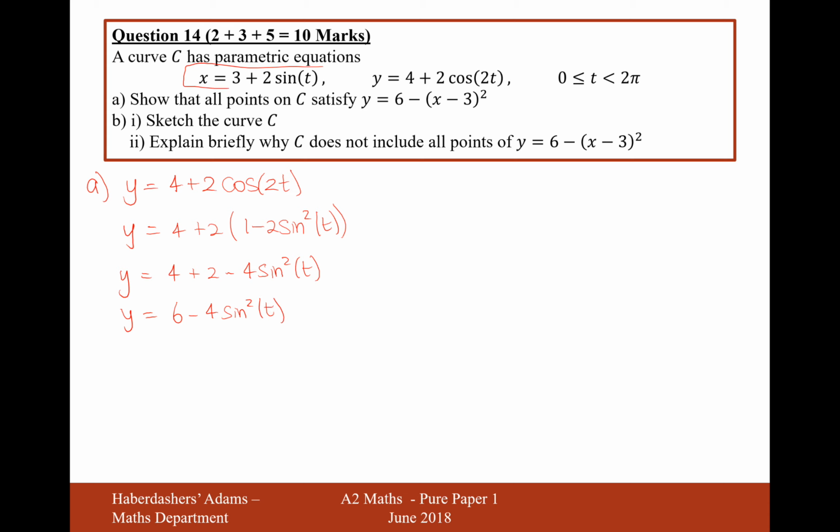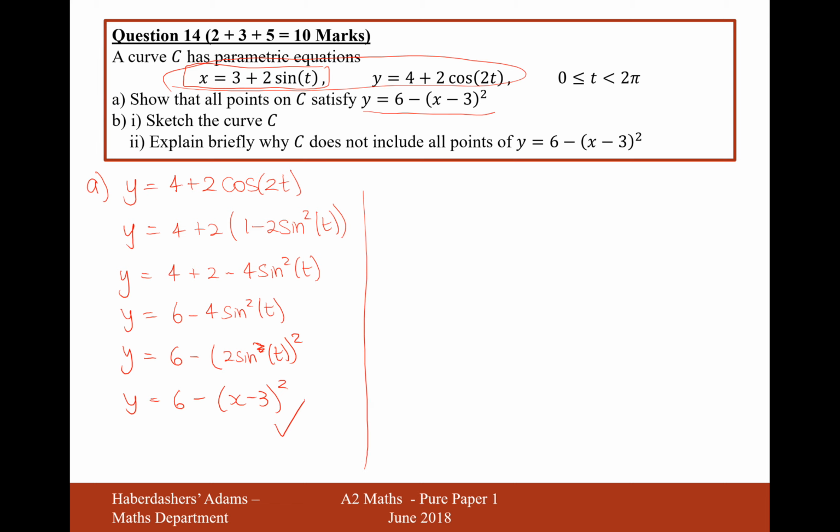So looking at this, x equals 3 plus 2 sine t, what I could effectively do is write this as 6 minus brackets 2 sine t all squared. So all I need to do now is take away the 3 onto the other side of this expression for the x, and I get 6 minus x minus 3. That will give me 2 sine t, so I now just need to square it. So there we are. That's proven that this set of equations can be transformed into this set of equations there. Or that's the Cartesian equation there.